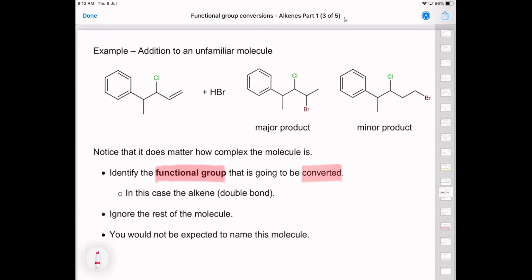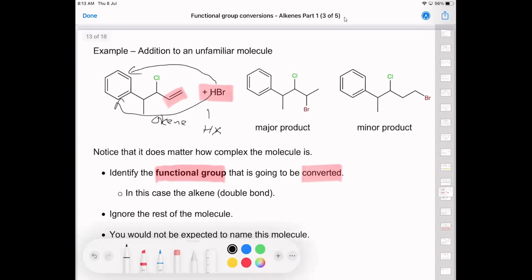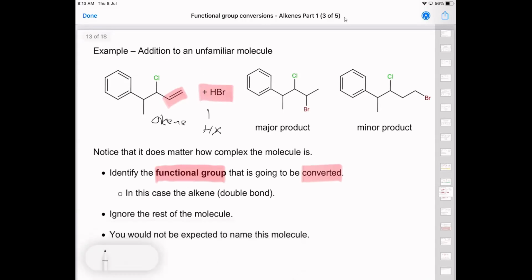So in this case here, I identify the fact that that's an alkene, and I look at what chemical is being added. And I realize that the alkene and, let's call it the hydrogen halide, HX, those two are going to react. So I know that this is not going to react anywhere else on the rest of that molecule. So I'm safe to assume that it's only going to react with the double bond.